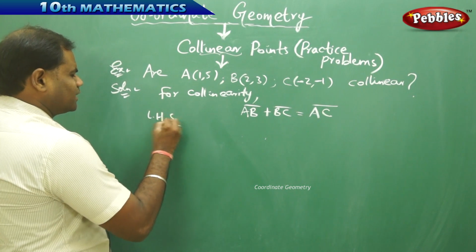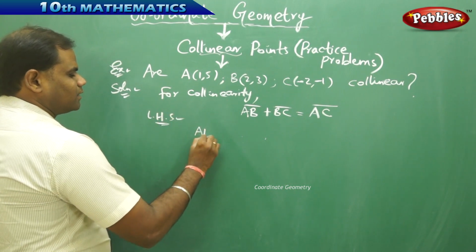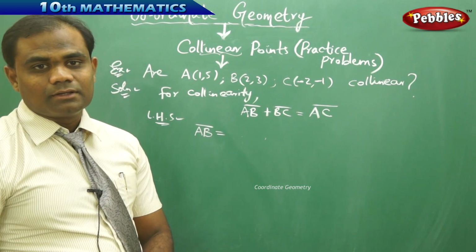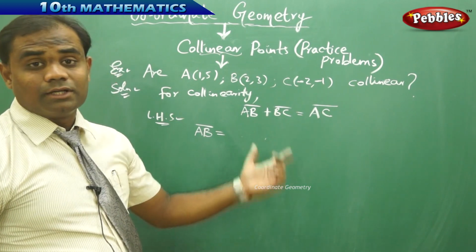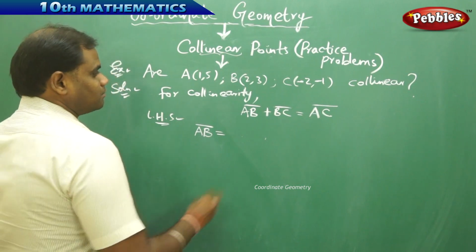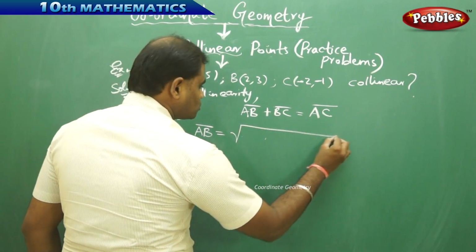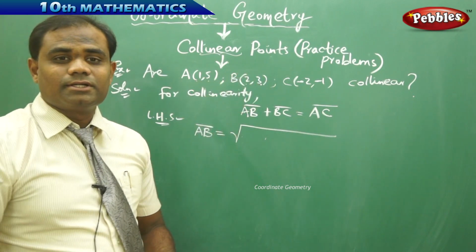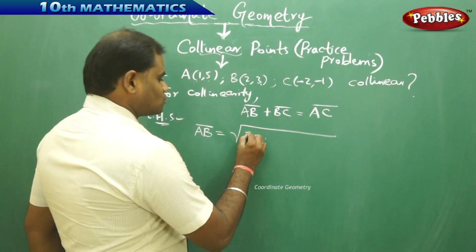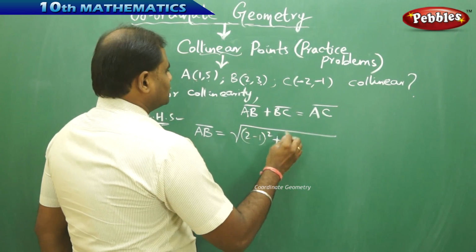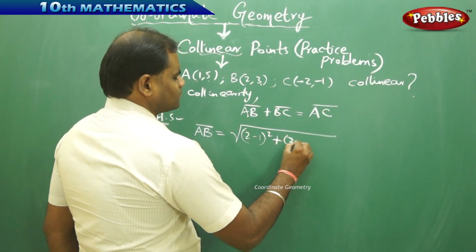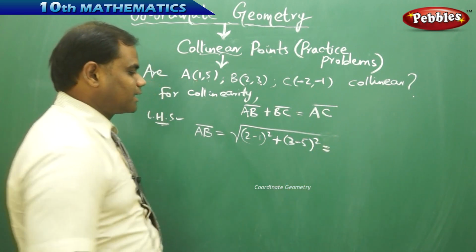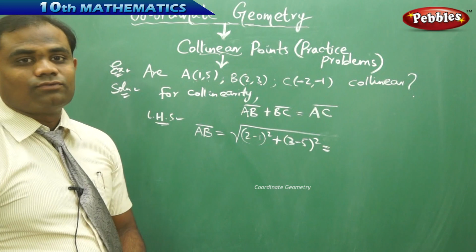So coming to the left hand side, I have AB plus BC. So initially let me calculate AB and then BC individually. So what is AB? It is the distance between 2 points where this is x1, y1 and x2, y2. Now using the distance formula, this is root of (x2 minus x1) whole square plus (y2 minus y1) whole square is what I get when I use the formula.